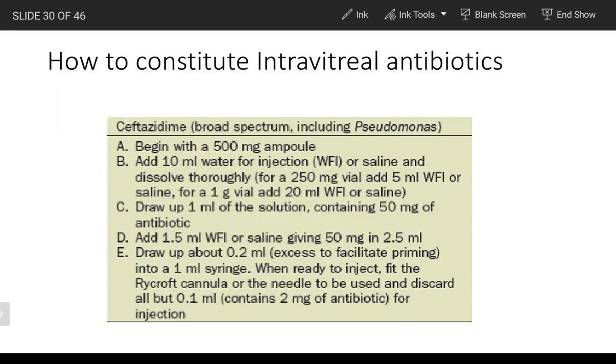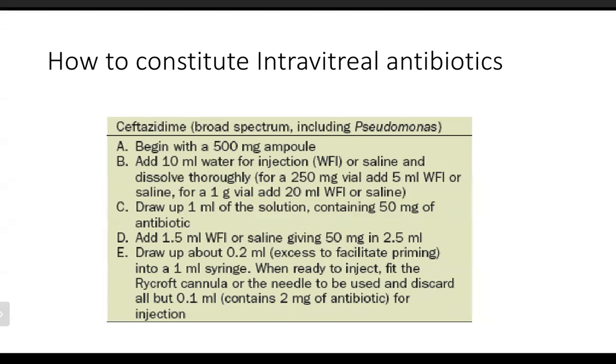So when you now dissolve that 500 in 10 mils, it means you have 50 milligrams per mil. You now draw up 1 mil from the ampoule, and then add 1.5 mil of water for injection or normal saline, making it up to 2.5 mils in your syringe. And then from that syringe, you draw up 0.2 mils so that you can discard and get your adequate 0.1 mil. And from that, it means you have in 0.1 mil, you have that 2 milligrams of antibiotic to inject.